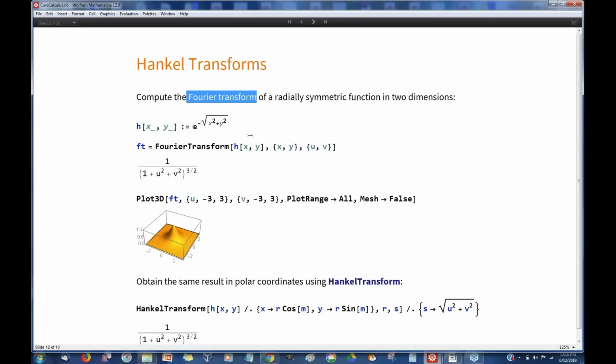So here's a radially symmetrical function. It's radially symmetrical over here. You find a Fourier transform in version 12. That's a nice plot of the Fourier transform. And in fact, it is a Hankel transform computation underneath. So Hankel transforms let us do very nice Fourier transform computations to understand this very deep kind of mathematics associated with Fourier transforms.